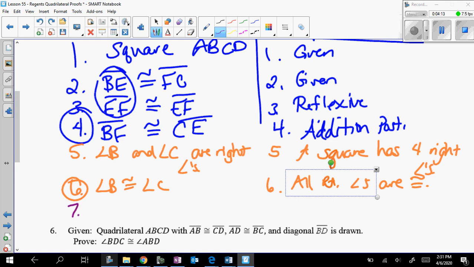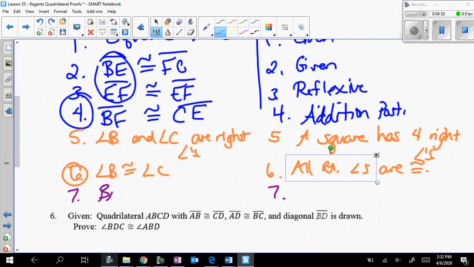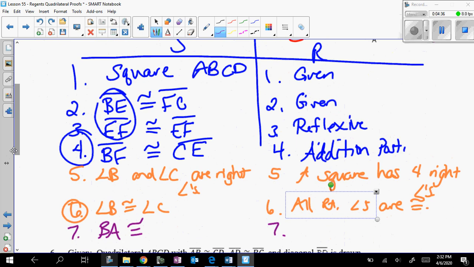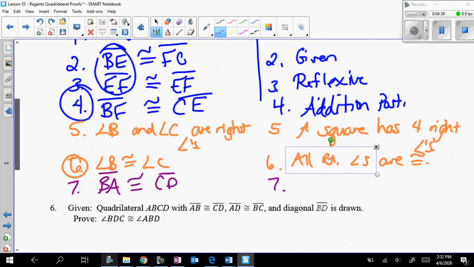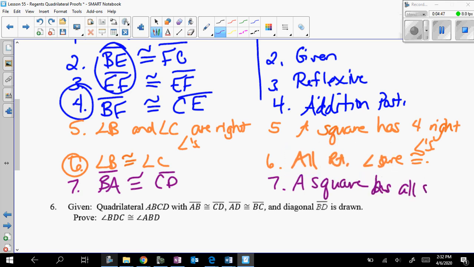We need one more thing congruent, bringing it back to another square fact. How about the fact that in a square, opposite sides are congruent? Well, actually, all sides are congruent, but we could totally say that BA and CD are congruent. That would help. So BA is congruent to CD. How do you want to say this? In a square, all sides are congruent, or a square has opposite sides congruent. However you want to say it. All sides congruent. There you go. 3 things. Now say the triangles are congruent.